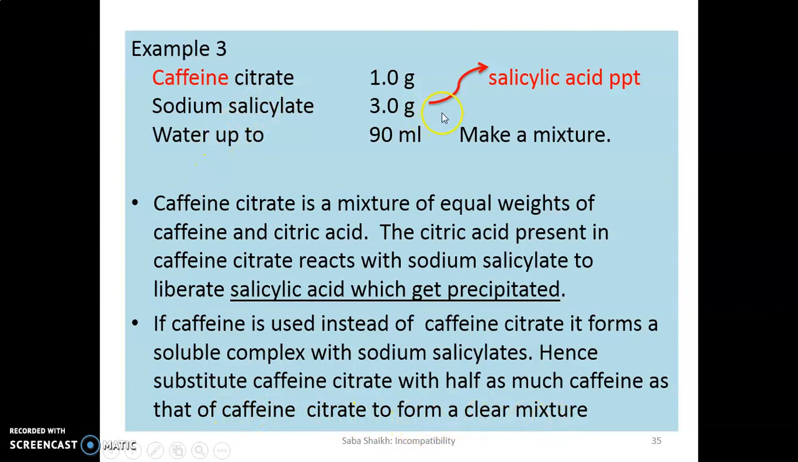So in the first case we are going to use method A or method B, but apart from that, what they have suggested is that in the exam, if this example comes, you should be able to write the particular solution. You have to write first the problem. What is the problem? Caffeine citrate contains citrate. Citrate reacts with sodium salicylate and produces a precipitate. If we don't want that, what are we going to do? Remove the citrate, only use caffeine so that there is no precipitate formation, but a clear mixture can be formed. So in the exam, you have to write in the same manner.